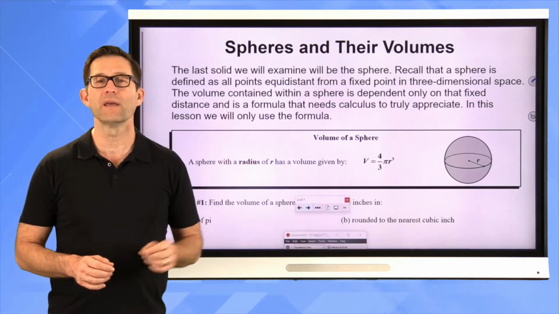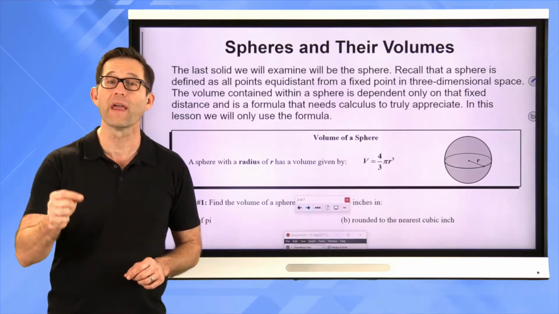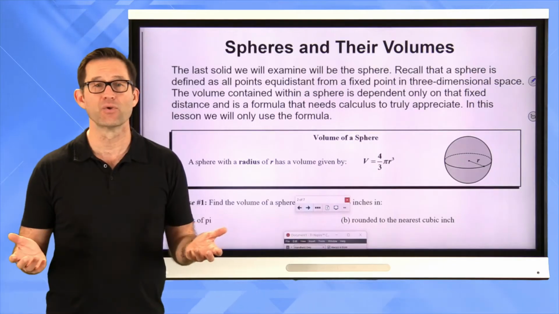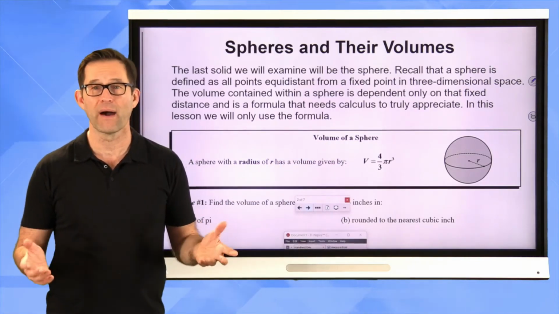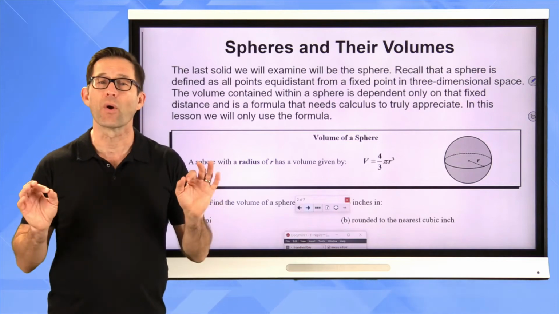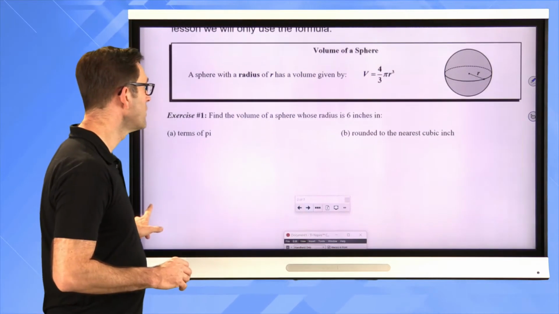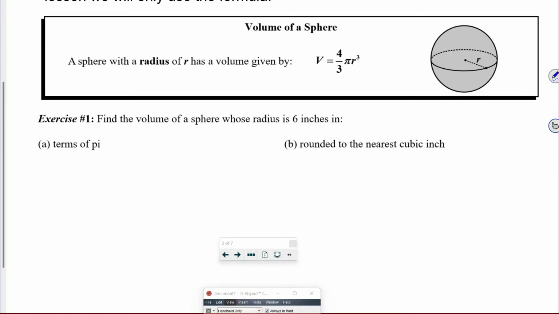Now, the volume contained within a sphere is dependent only on that fixed distance, the radius of the sphere, and is a formula that needs calculus to truly appreciate. There's no way that we can come up with this formula without calculus. In this lesson, we are only going to use the formula. So let's take a look at the formula for finding the volume of a sphere. A sphere with a radius of r has a volume given by V equals 4/3 times pi r cubed.